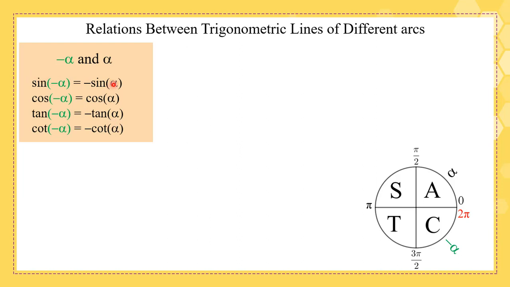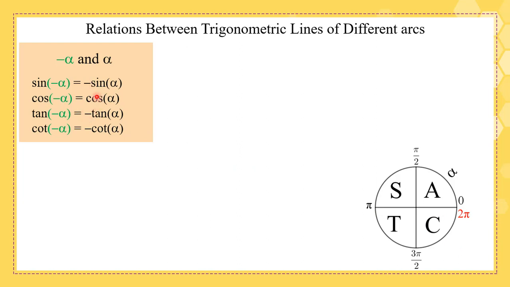Sine minus alpha is sine alpha, cosine minus alpha is cosine alpha, so we leave the trigonometric line as it is. But how do we choose these signs? We just go back to the trigonometric circle, and minus alpha is an angle which is in the fourth quadrant. In the fourth quadrant, the cosine is positive, so we leave the cosine as it is, and the others are negative.